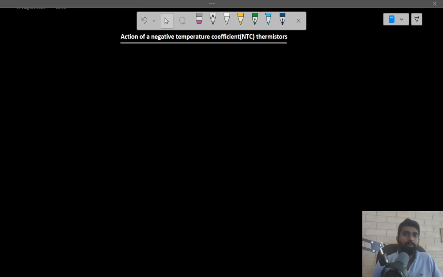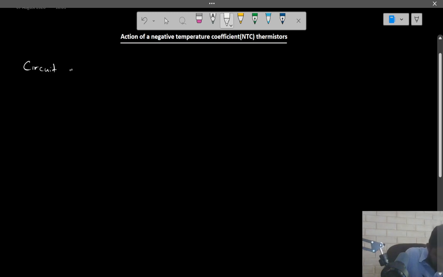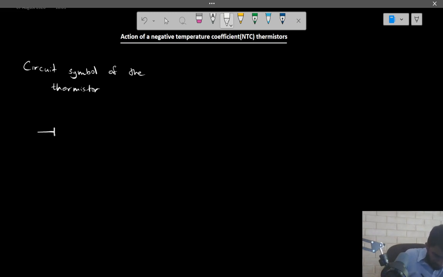Okay. We are going to talk about NTC thermistors. NTC means negative temperature coefficient thermistors. So let me draw the circuit symbol for the thermistor. The symbol of the thermistor is given by this. This is the symbol for the thermistor.